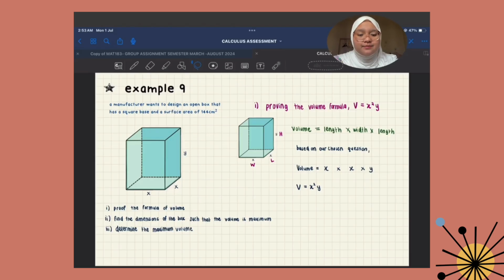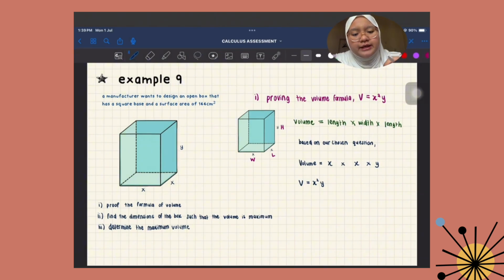Next, I'm going to explain the problem statement and what to solve, and also the problem solution, how to solve, and I'm going to show you the worked solutions. As you can see in the video, this is example 9. What is the problem statement? The problem statement is: a manufacturer wants to design an open box that has a square base and a surface area of 144 square centimeters.